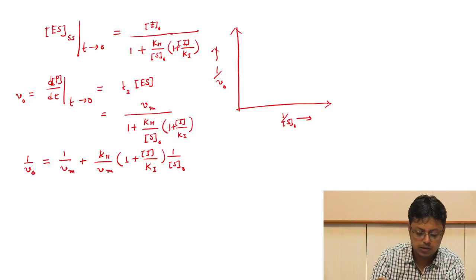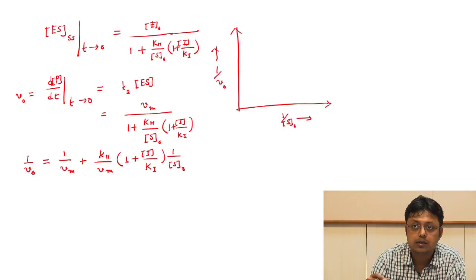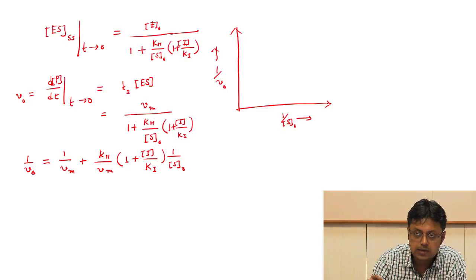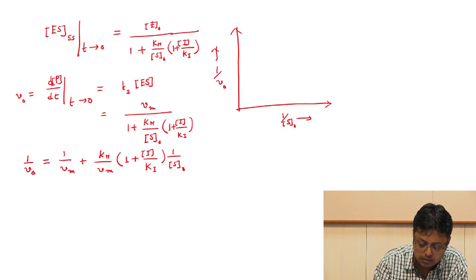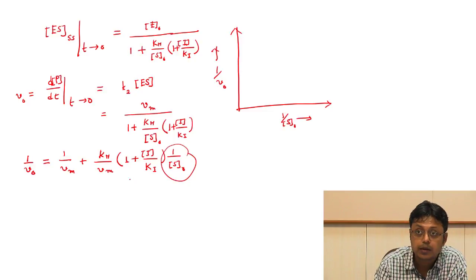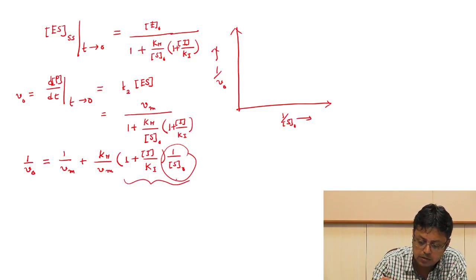Now again we will find the y-intercept and x-intercept. Y-intercept means x is 0. So if I put that as 0, this entire term goes to 0, and the value of 1 over V0 is the same. It is 1 over Vm. So this intercept is nothing but 1 over Vm, always.